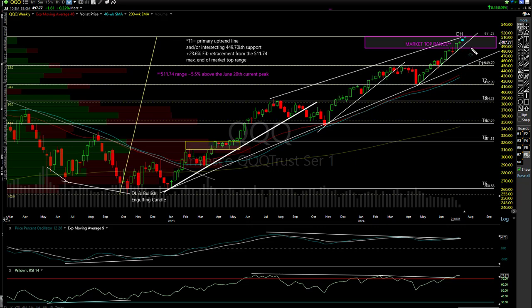T1, if the market goes up for a little bit longer, these 200 days are going to come in, and that would align with that first target there. It's also nice price support, and it's a Fibonacci retracement level if we do hit the top of my market top range.